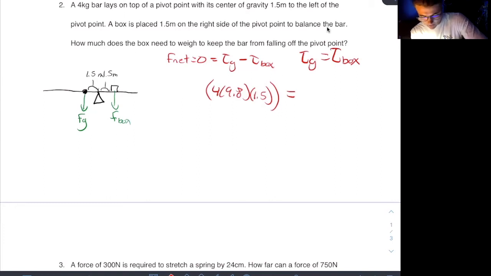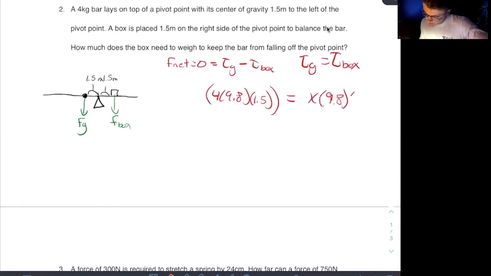Okay, so let's say X times 9.8, right? Times 1.5. Okay, and then when you solve this all out, what you should get is, let's see, 1.95. Okay, and then divided by 9.8 times 1.5. So X should be 4 kilograms.